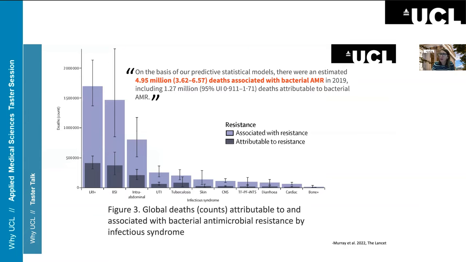This really scary paper that came out recently estimated that there are about 5 million deaths a year associated with AMR, or antimicrobial resistance, meaning these patients died. There was no other drug. They tried every single drug and none of them worked. That's now 5 million people dying a year. And this is projected to rise because resistance is rising. So that's scary too.